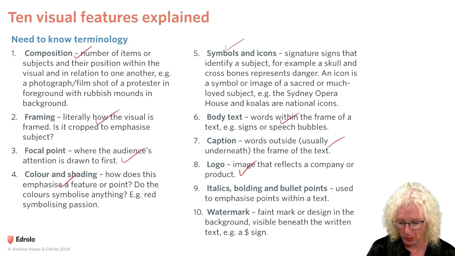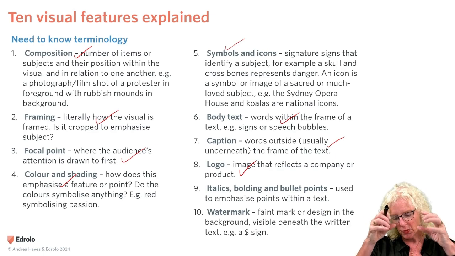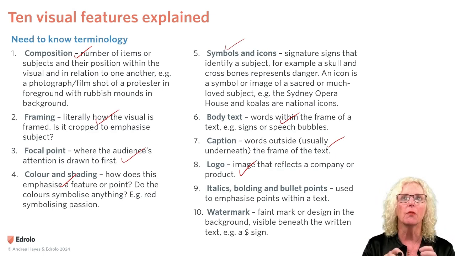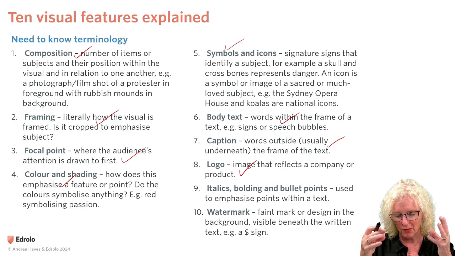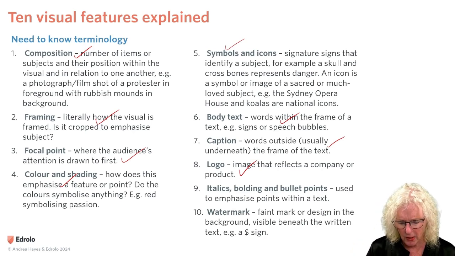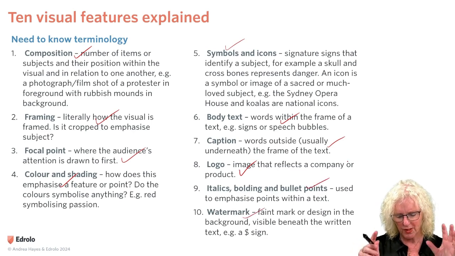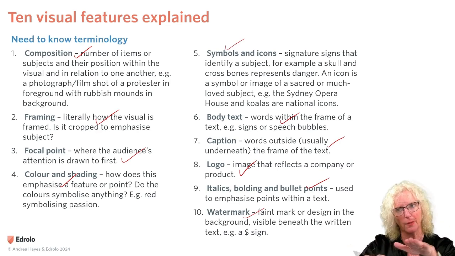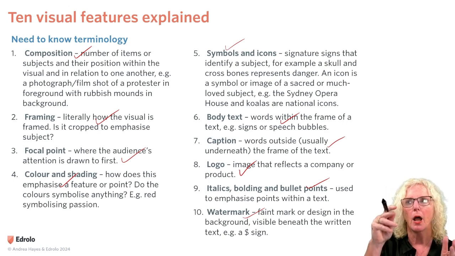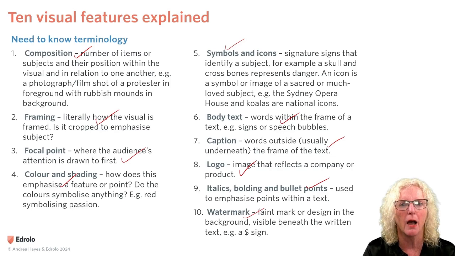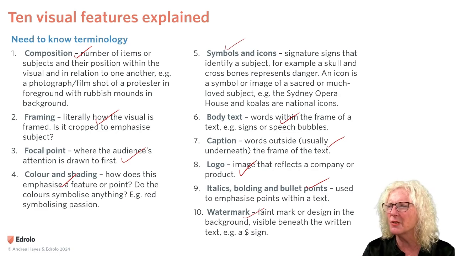Italics, bolding, and bullet points are more used to emphasise points within a text. So reports and advertorials will sometimes have lots of bullet points, lots of bolding, lots of subheadings, and italics. A watermark is a faint design in the background, like part of the paper if it's a print text itself, visible beneath the text. For example, a money sign can be a watermark. Often there are lots of watermarks in invitations that denote the occasions for things. They're tricky. I haven't really seen one in an exam paper for a very long time.